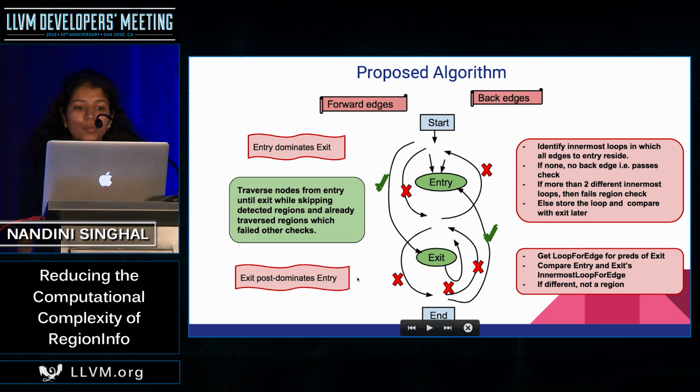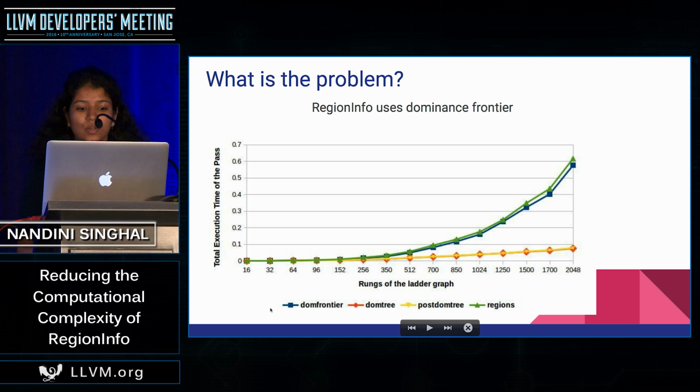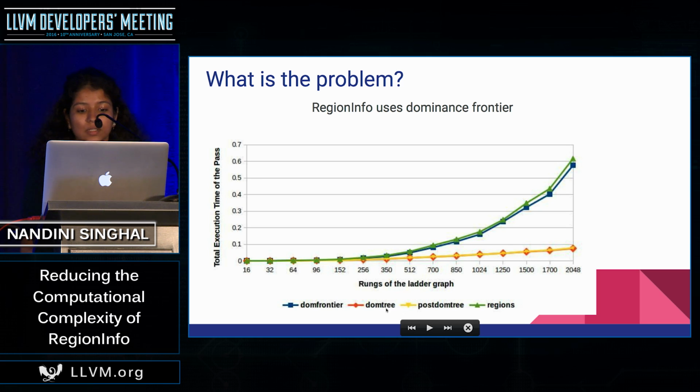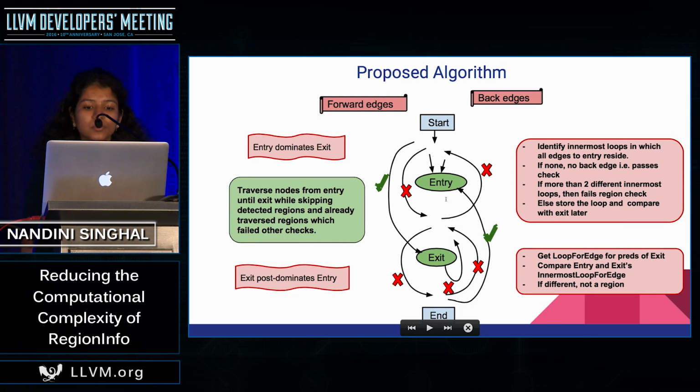So we propose an algorithm. As you can see, this graph was for ladder graphs, which is a corner case. It does not arise practically, but this is still a corner case which may arise. So we try to fix this by using the information which is available to us linearly. So the algorithm goes like this.